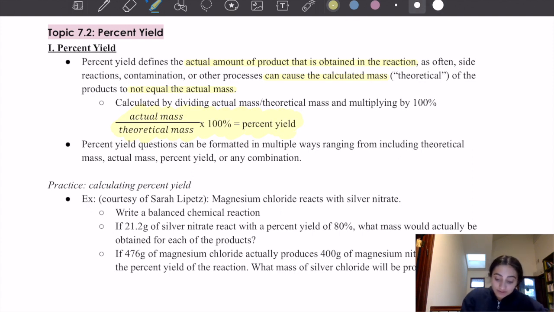So percent yield questions will be formatted in a plethora of different ways. You can be given different information and asked to find different things. There's a full range of kinds of questions that you can be asked about percent yield, because the percent yield for one product will stay the same for all of the products. So if 80% of product A is actually produced, that'll be the case for product B as well.